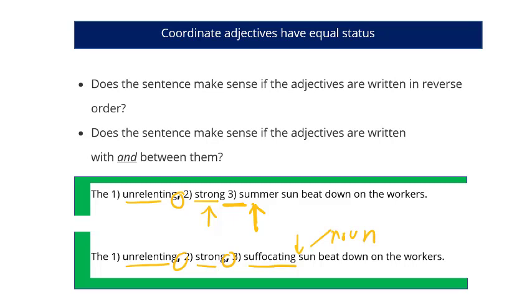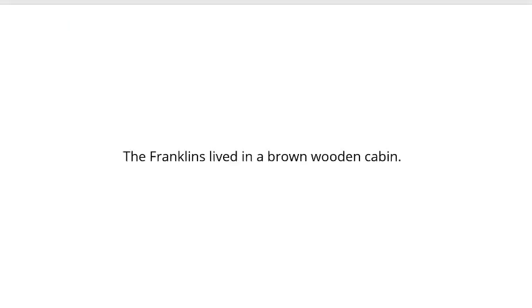So let's look at a couple of sentences just to test our knowledge. So here we have "the Franklins lived in a brown wooden cabin." Now, do we need a comma in this? So ask yourself the question, can I put the word "and" in there? Can I flip them around, and will they still make sense? And then also ask yourself the question, are they different kinds of adjectives of what they're describing?